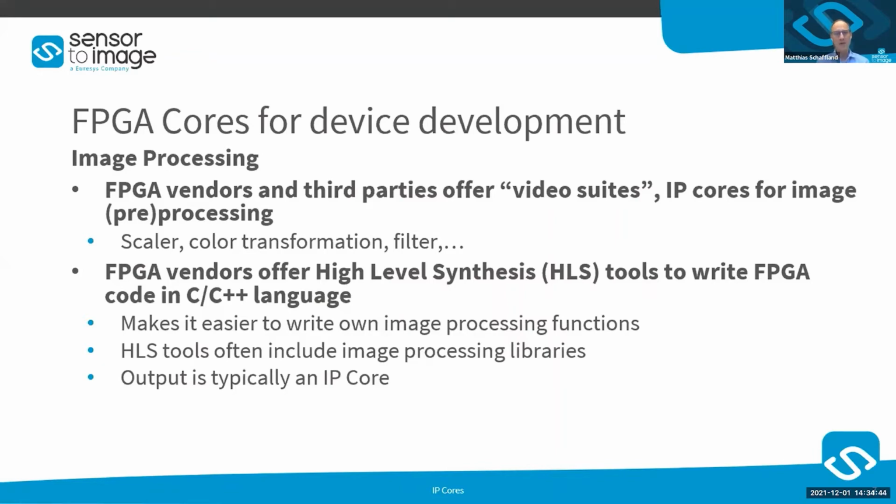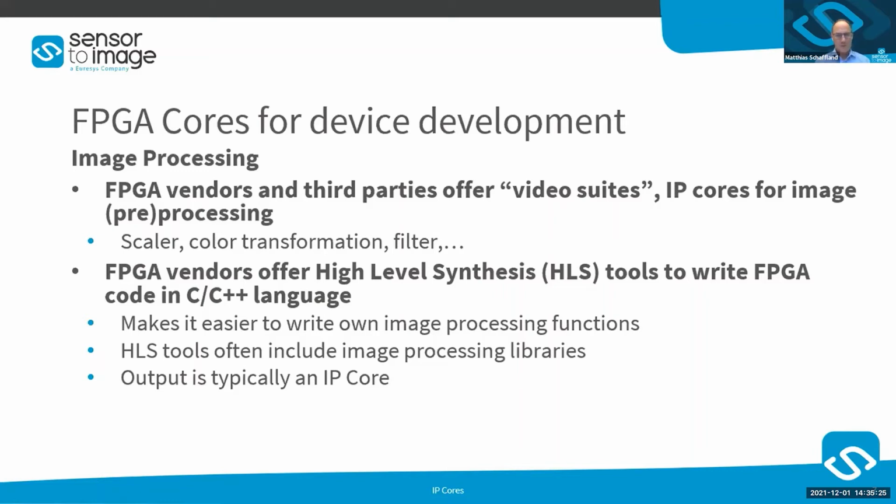FPGA vendors and third parties offer so-called video suites or something similar, which are IP cores for typically image pre-processing. That means tasks like scaler, to resize the image, color transformation, debayering, but also some filters and transformations. These are part of these off-the-shelf video suites. These are only very basic processors and IP cores, so this will not help for all and everything.